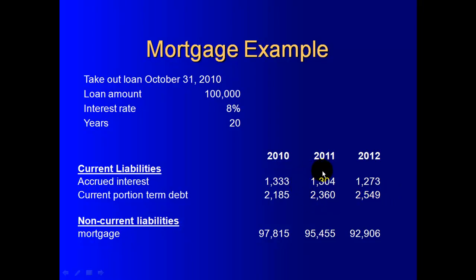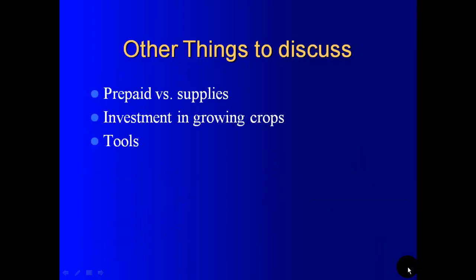The interest is going down because we owe less money, and we pay interest on the money that we still owe. And so here we owed $100,000, and so we owed $1,333. But here we only owed $97,815 since the last payment, so there's less interest. And here we owed $95,455, so less interest. And so you can kind of see how that happens and how they would correspond between different years.